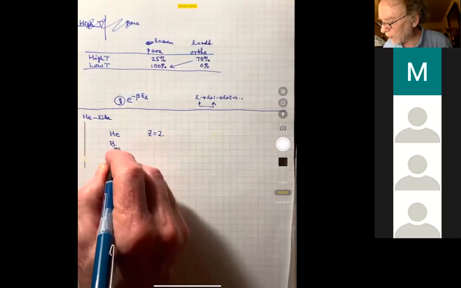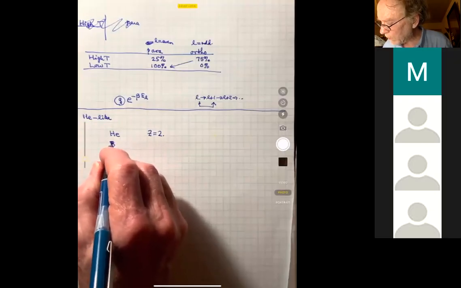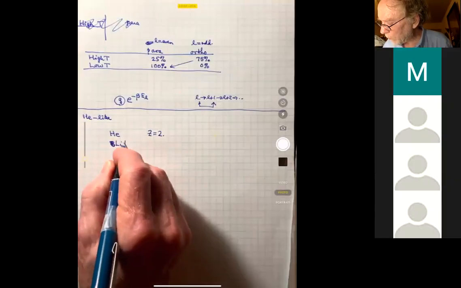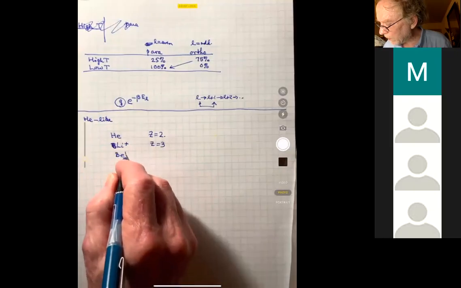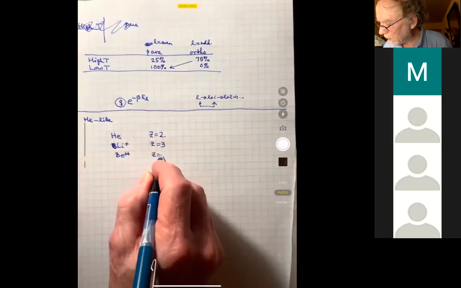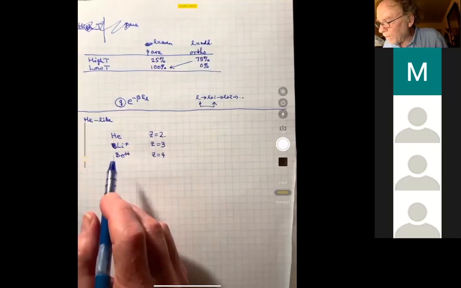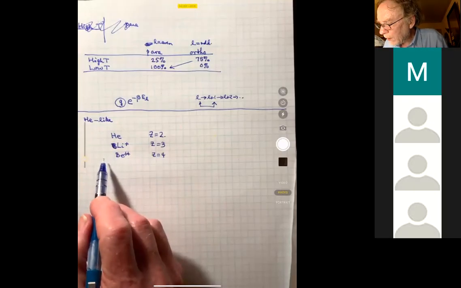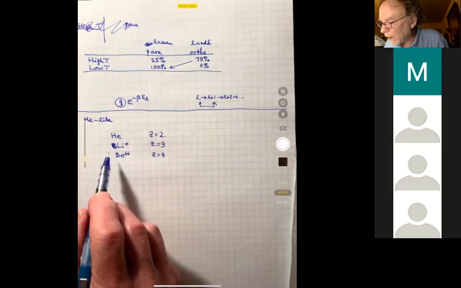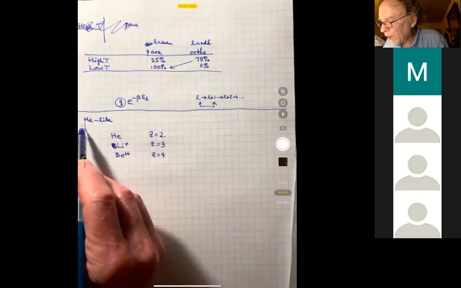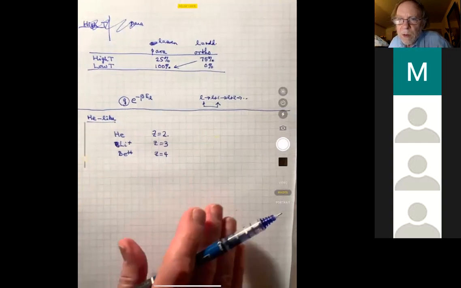So for example, hydrogen, helium, lithium. Lithium is the next one, right? So lithium plus is Z = 3. Beryllium plus plus is Z = 4. These are ions which have 2 electrons. So we speak, for example, of helium-like beryllium. That's what the beryllium plus plus ion is. Helium-like lithium and so on. These are helium-like atoms. We might as well treat them all together because the formalism is almost the same.